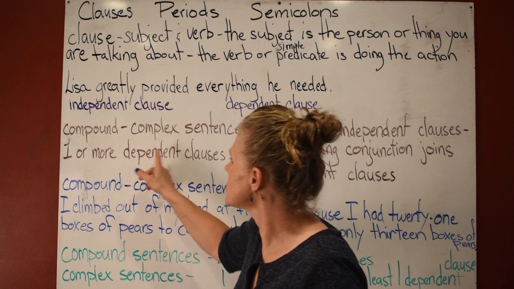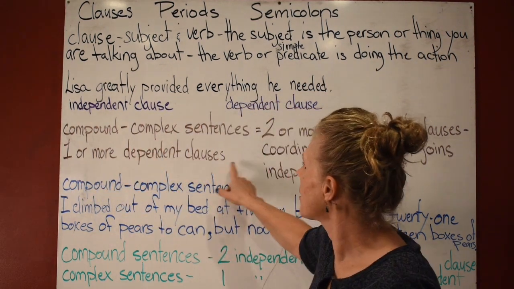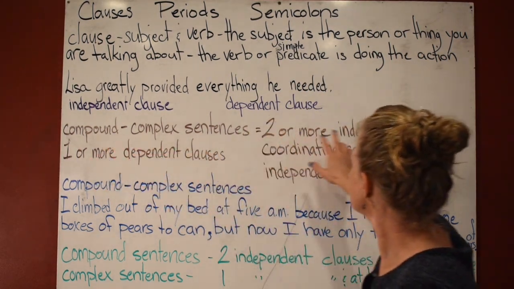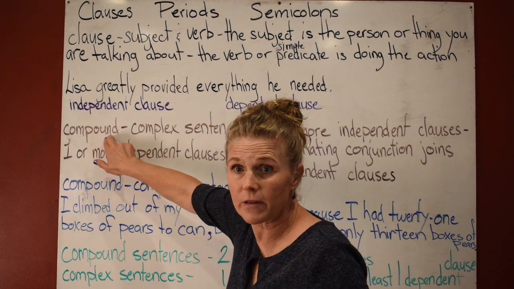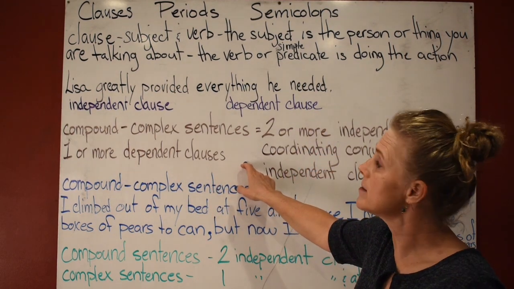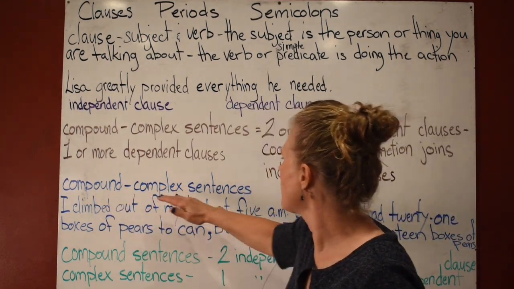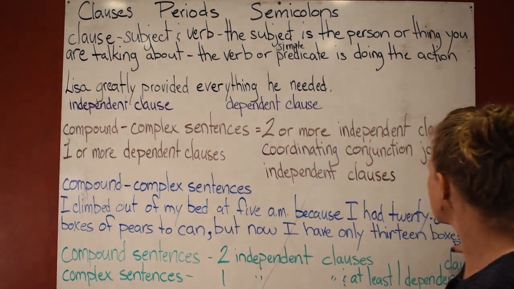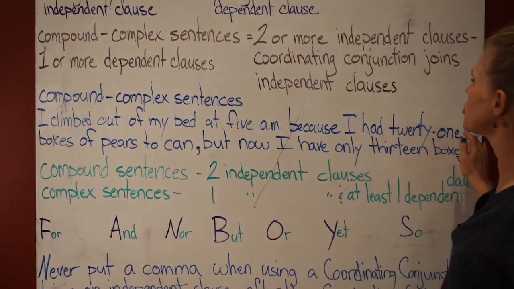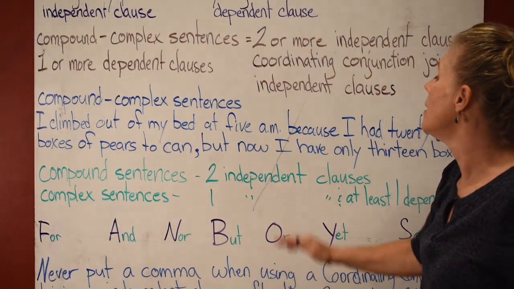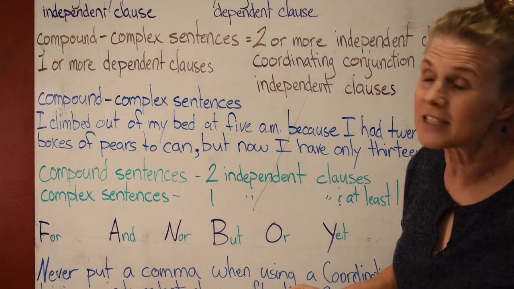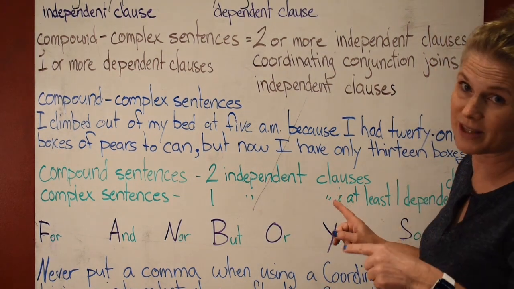Okay? So also, the complex part of it is one or more dependent clauses. So see how this part is kind of like a compound, and this part is kind of like the complex part. All right? Now, compound complex sentences, let's look at this one. This is an example of one. I climbed out of my bed at 5 a.m. because I had 21 boxes of pears to can, but now I have only 13 boxes of pears. And today I just finished my last box, so I had 13 boxes when I wrote this.